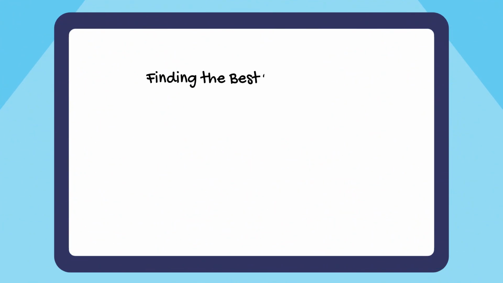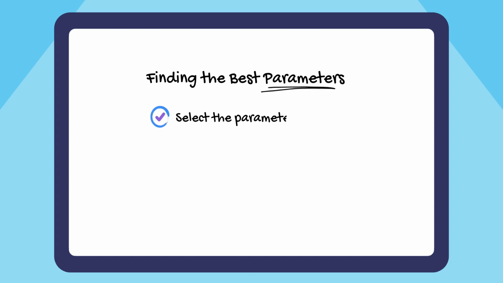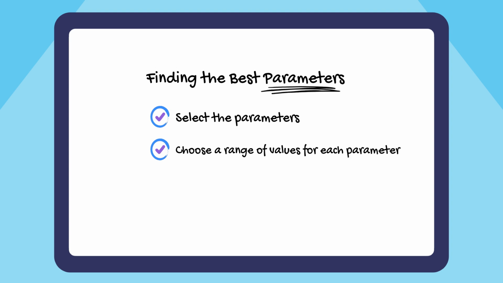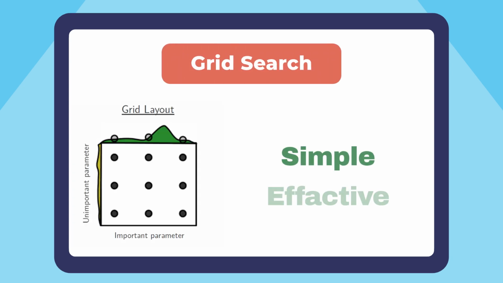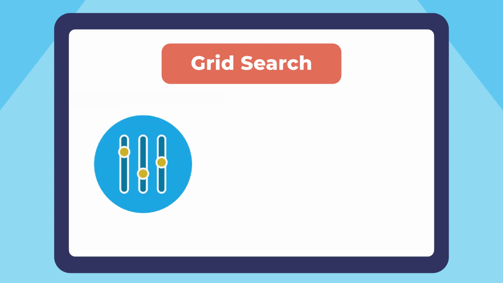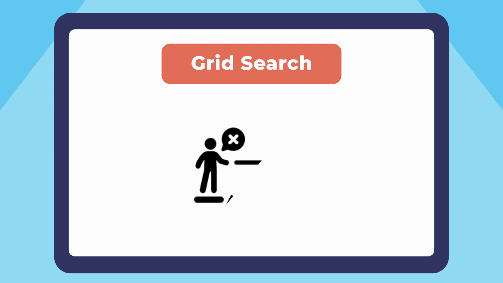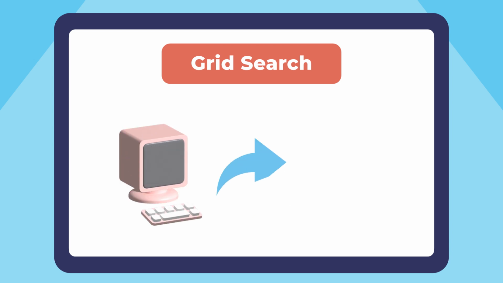The basic way to find the best parameters for your model is to carefully select the parameters you want to tune, choose a range of values for each parameter, and try out all the different combinations until you find the ones that work best. This method is called grid search. It's simple and effective, and it's guaranteed to find the best training configuration for your model. However, if you have a lot of parameters, it can be impossible to test all the possibilities. If you have limited computing power, it could take forever.